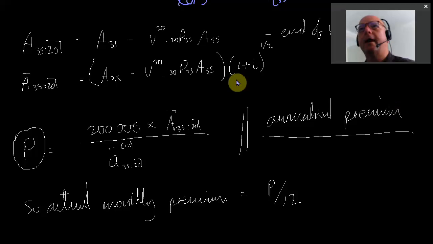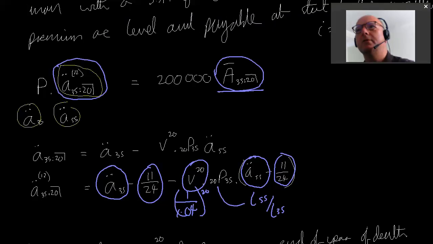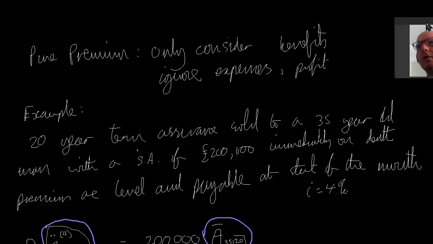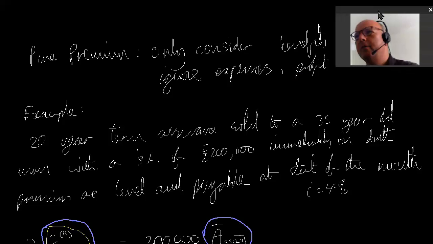Now let's look at office premium. So I'm going to go back and look at this question. Remember, pure premium is the premium where we only consider benefits, and we ignore expenses and profit. Well, the office premium, we include expenses and profit and all sorts of other things, and they're just added in a simple and practical way.